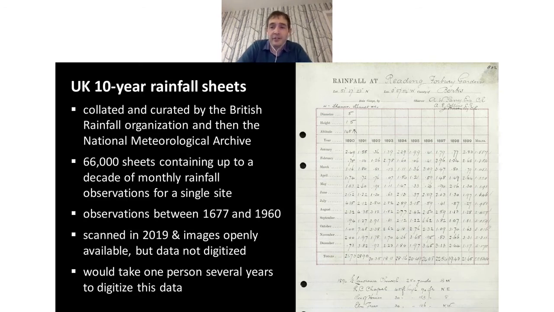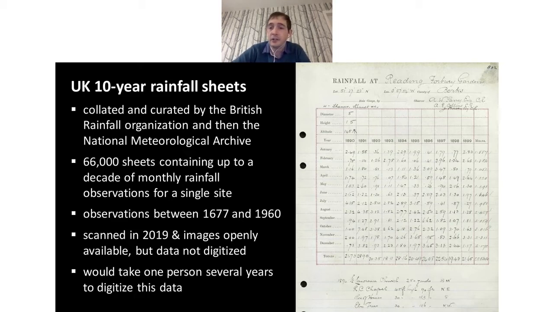So there are 66,000 of these sheets stored in the Met Office archives in Exeter. And each one of these sheets contains up to a decade of monthly rainfall amounts for a single location. So this is Reading Forbury Gardens weather station in the 1890s, and you can see one amount per month over that decade, as well as the annual total and the average for each month over that decade. And you have lots of interesting other information on this sheet.